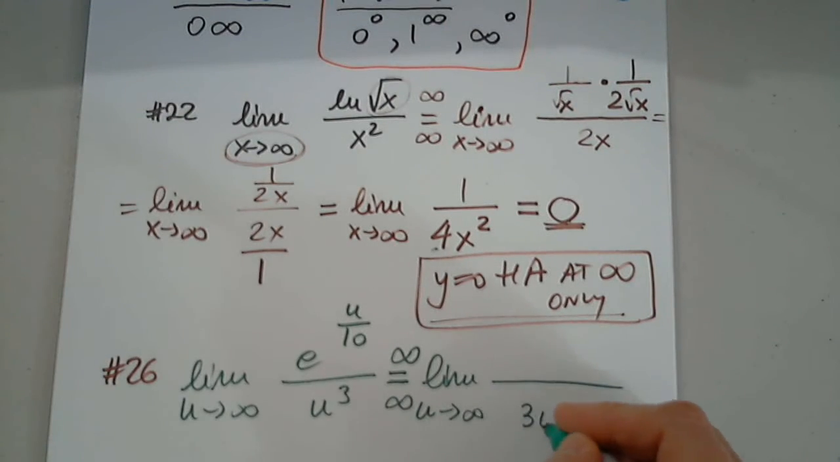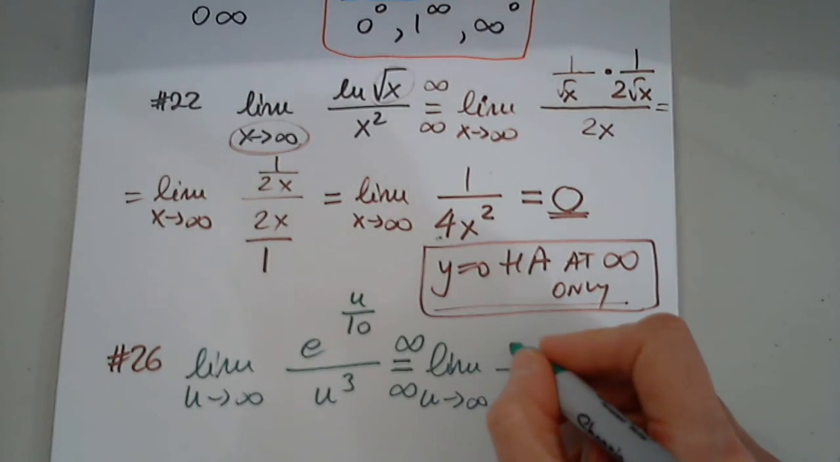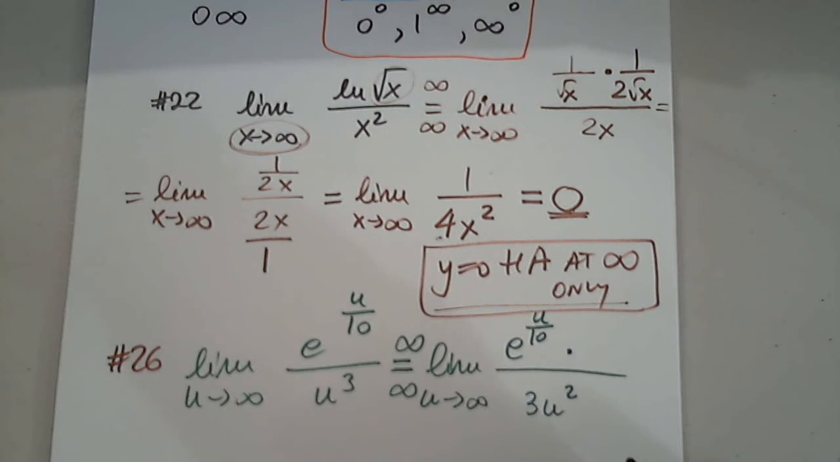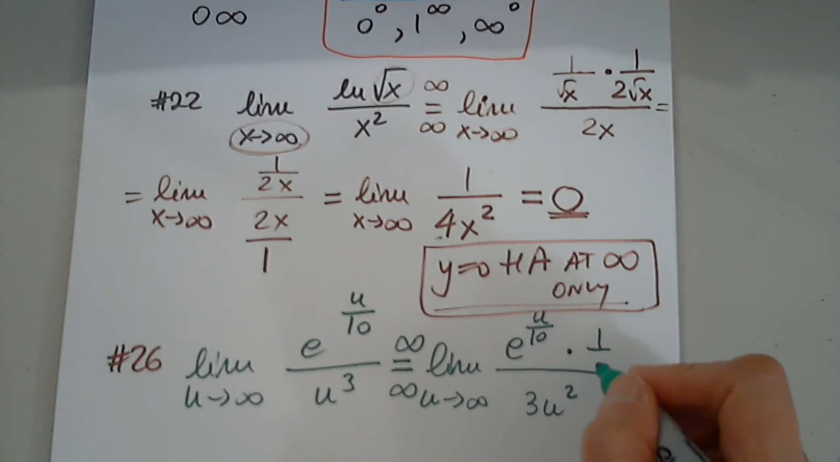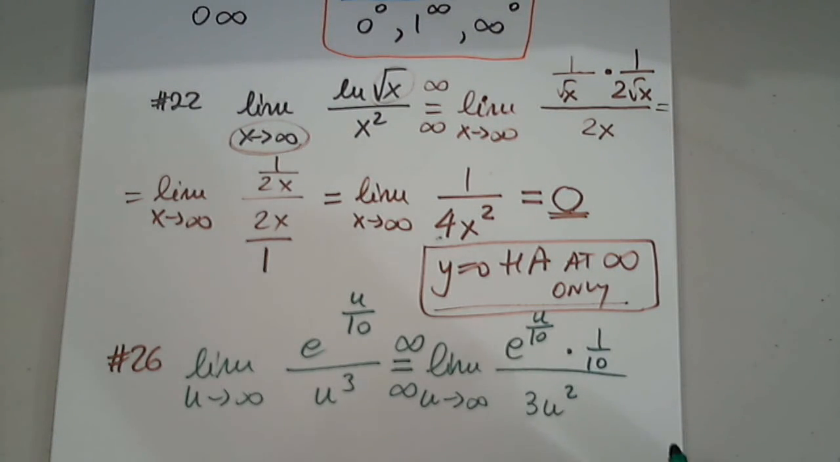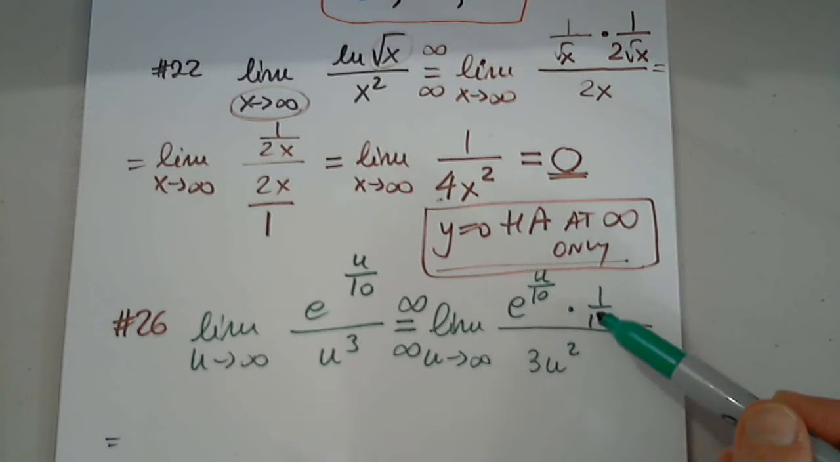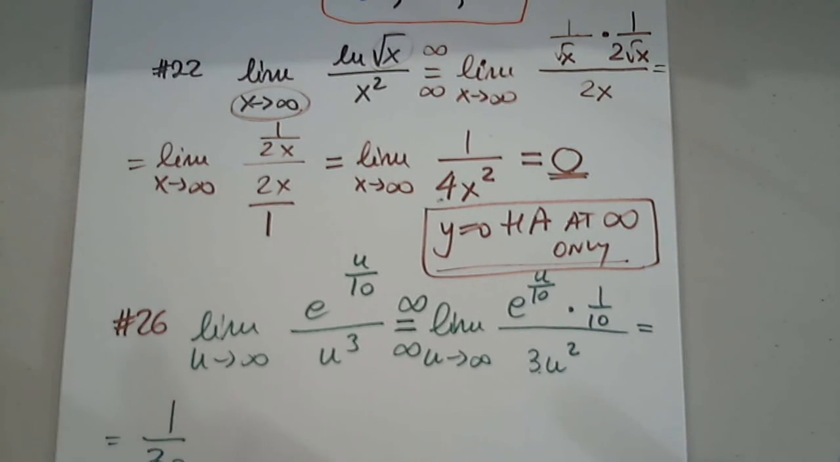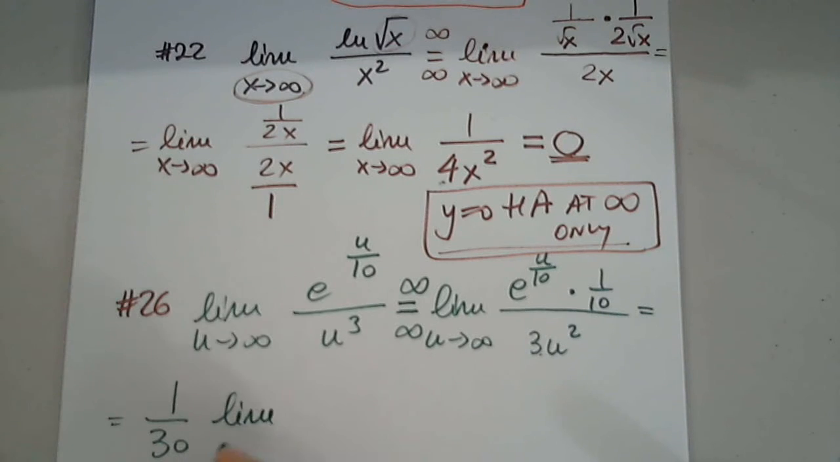The denominator is 3u squared, and the numerator is e to u over 10 times the derivative of u over 10. 1 over 10, right? 1 over 10. Good. So now let's take a look what happens here. So this is basically 1 over 10 over 3, so that would be 1 over 30, a constant factor times e to u over 10 divided by u squared.